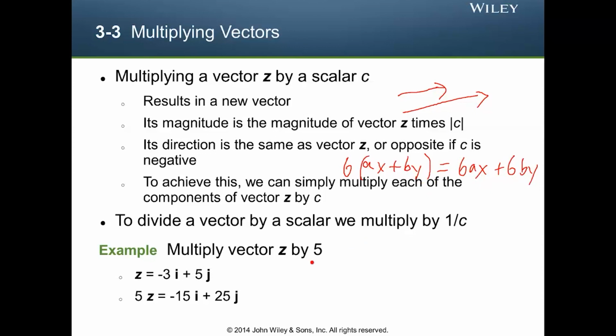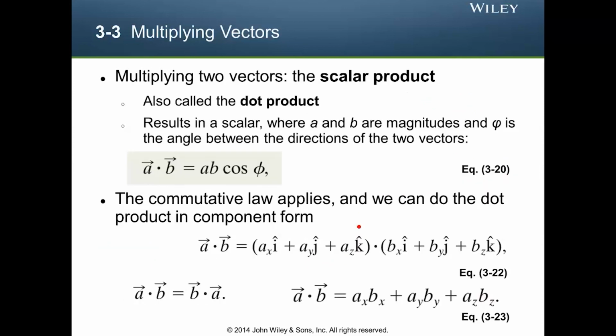Division is basically the same thing, nothing new. Here's where we get into some of the names too. When you multiply two vectors, you have a scalar product that we call the dot product. I think it's most commonly called the dot product. That's probably what they're going to call it in math. That is what this is.